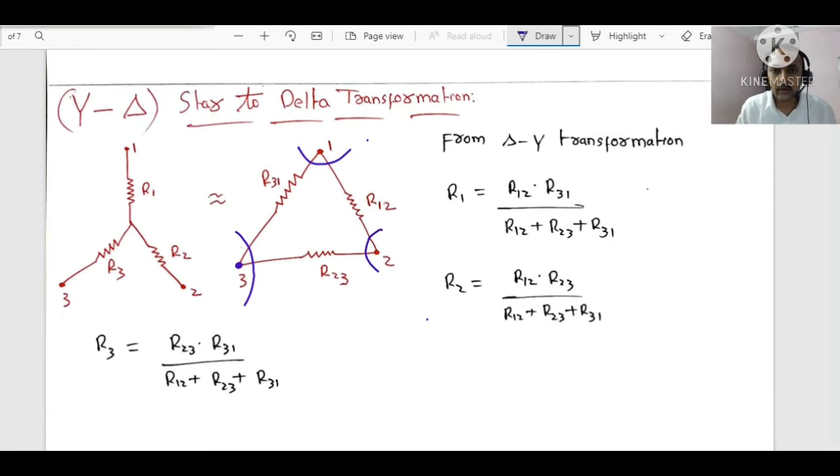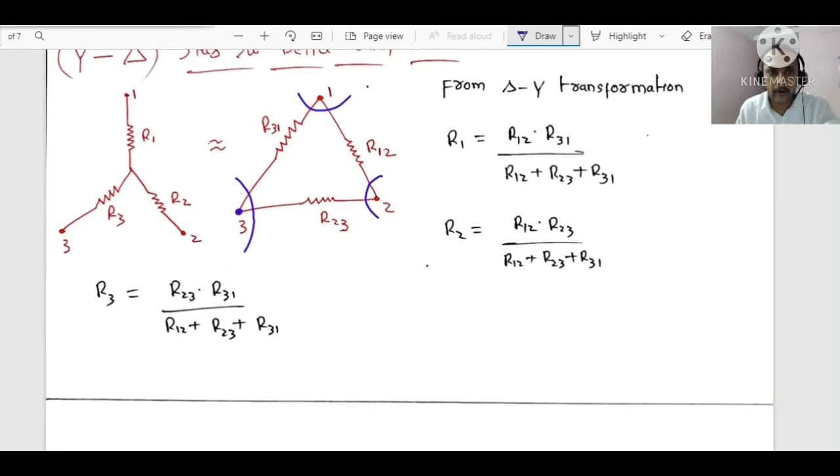So these three are required first. The moment you are asked to derive or do the star to delta transformation, first from delta to star you should write R1, R2, R3. From these three formulas only we are going to find out, if R1, R2, R3 are given, what will be the value of R12. Our target is to find how much this R12 value will be. You know R1, R2, R3. Now what will be the value of R23? And what will be the value of R31, right? Let me see in a step-by-step manner.